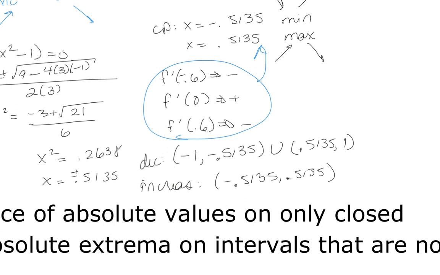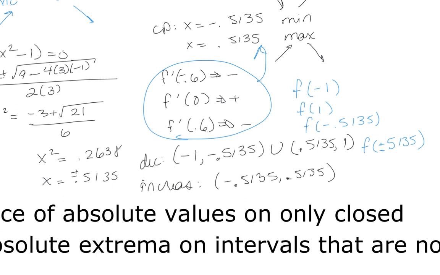We don't know if these are absolutes, so what I'd have to do is go back to the original function and put in -1. I'd have to put in 1. I'd have to put in negative 0.5135, and then I'd have to put in positive 0.5135, and then I'd be able to determine which ones were the maxes and which ones were the mins.